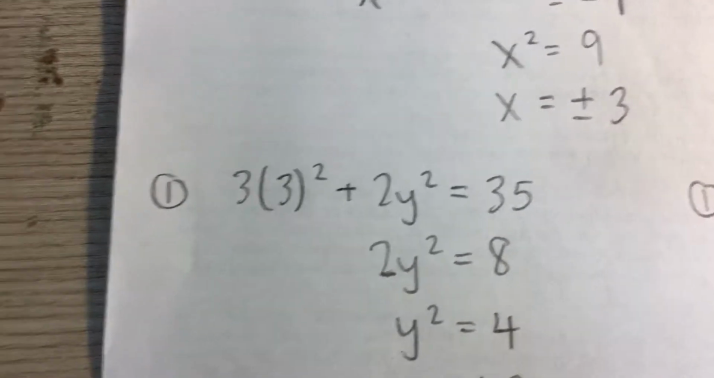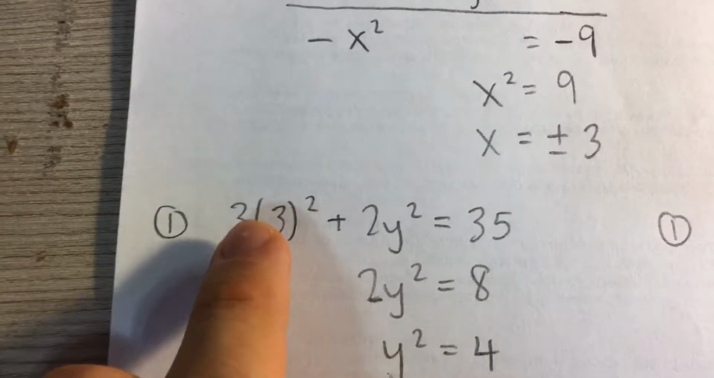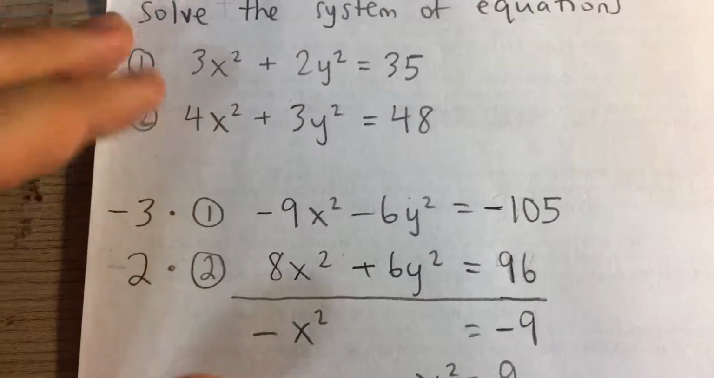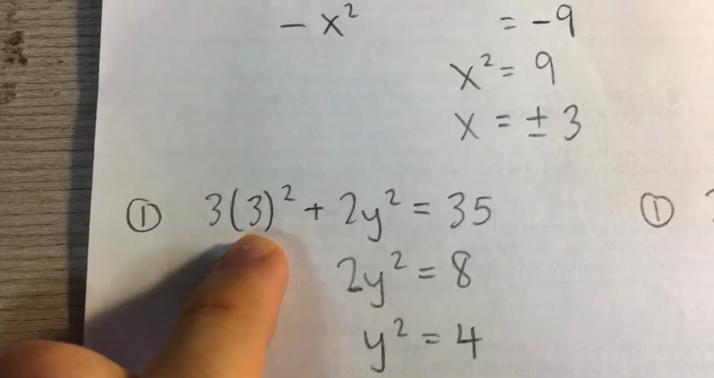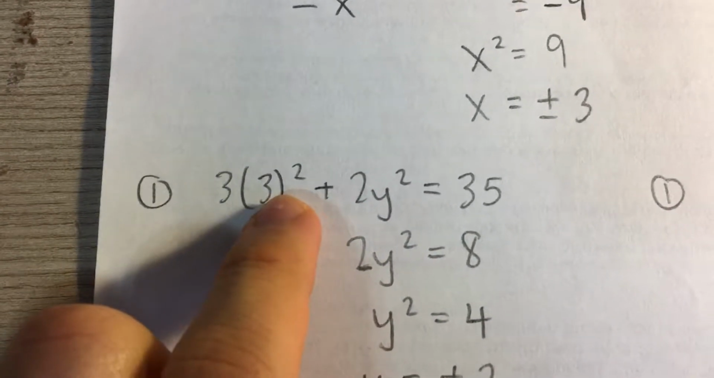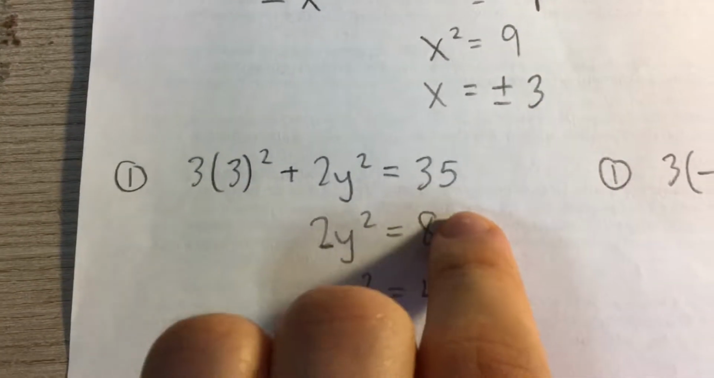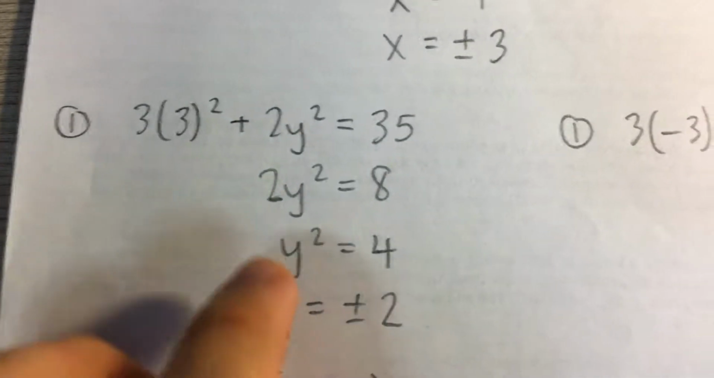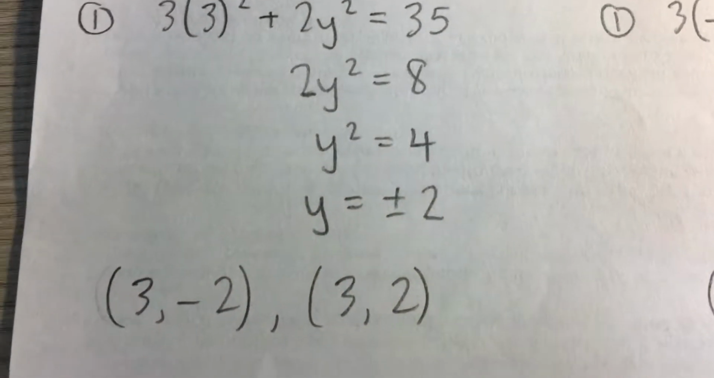So first, let's take a look at 3. To find the y coordinate that corresponds with 3, we plug it back into any one of the original equations. I chose equation 1. I plugged it back in for x, and now I'm going to be solving for y. So 3 squared is 9, times 3 is 27. Subtract 27 from both sides, I get 8 on the right. Divide by 2, I get 4, and take the square root, I get plus or minus 2.